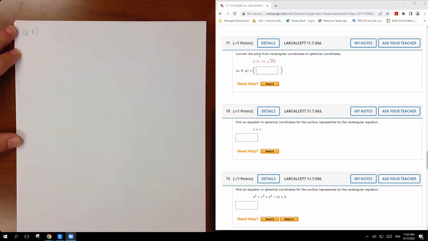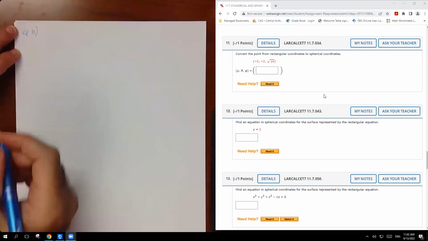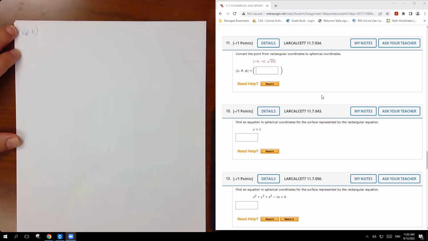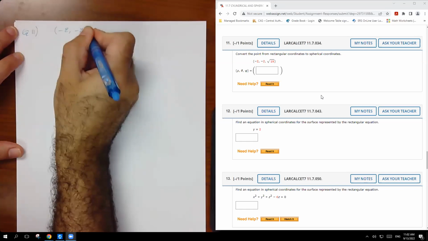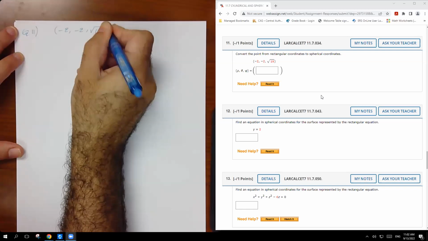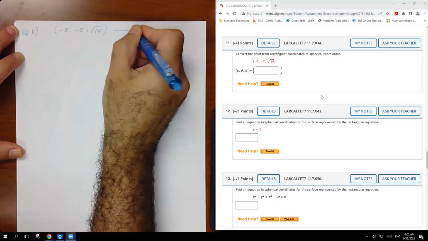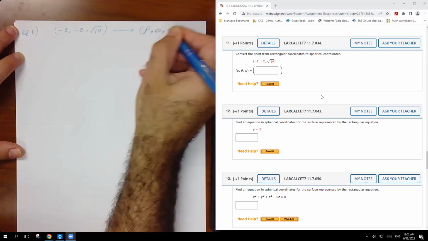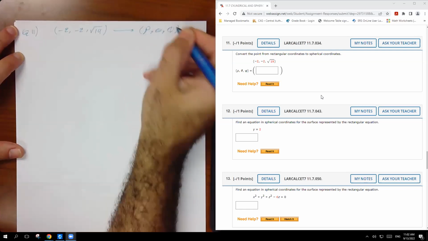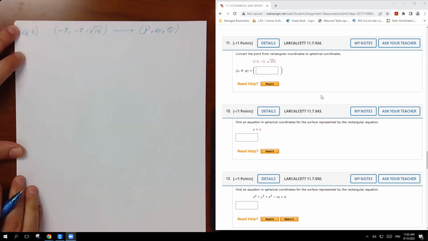So the same thing, convert the point from rectangular to spherical coordinates. And the point is -2, -2, and square root of 19. We need to find rho, theta, and phi, which are the spherical coordinates.